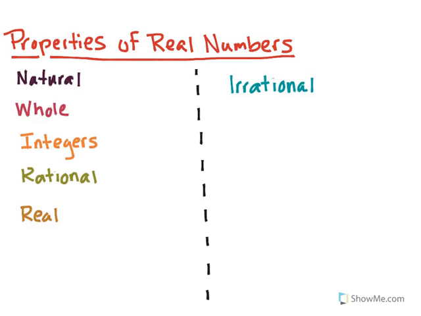Hi everyone, let's talk about the properties of real numbers. So there are 5 different kinds of real numbers that we're going to talk about. We have natural, whole, integers, rational, and real. Now over on the right hand side there's this other kind of number called irrational, and we'll talk about that in just a minute. First let's talk about the natural numbers.